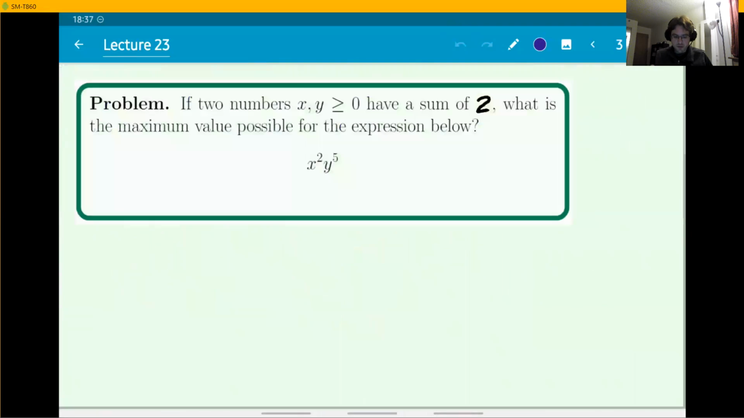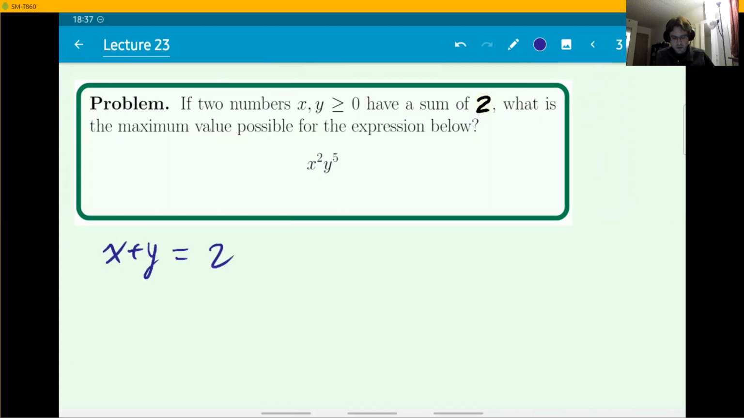I'm going to have another simple one right here. Very similar. So once again, two numbers larger than or equal to 0. They have a sum of 2 this time. This is the constraint. What is the maximum value possible for the expression below? This time it's not just a product. I'm giving a higher weight to the number y because y is to the 5th.